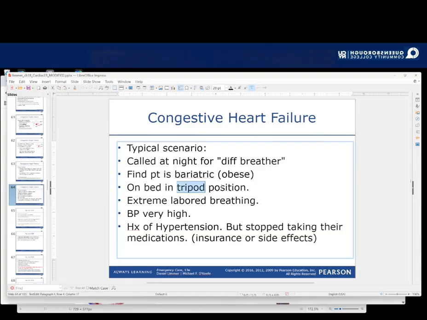You find the patient in tripod position on their bed, extreme labored breathing, blood pressure through the roof, off the charts, and then they tell you they have a history of hypertension. But then, interestingly, they stopped taking their medication, so it's spiking their blood pressure now. Whether it's financial reasons or they can't stand the side effects, whatever the reason is, they stopped taking it.